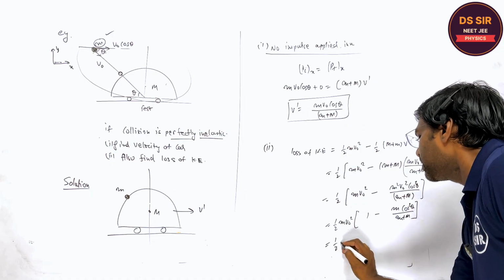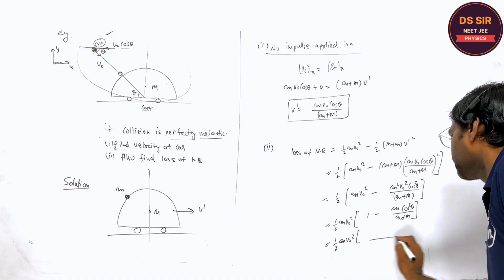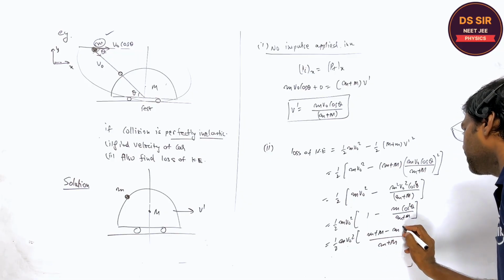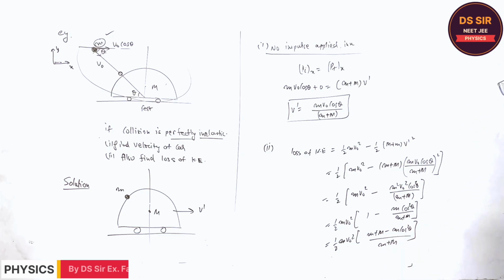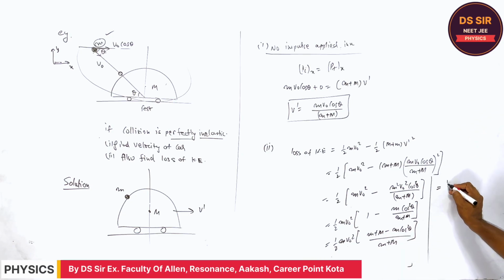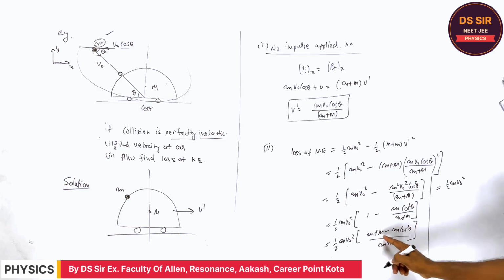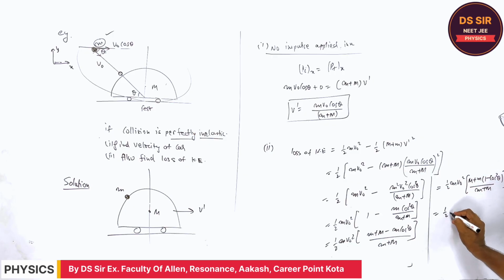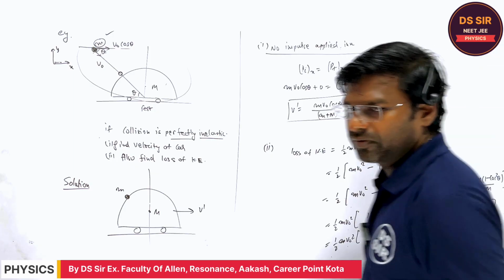So if you simplify, you can get a further expression: m plus capital M minus m cos square theta. You may simplify this: half m v naught square, take common, 1 minus cos square theta upon m plus capital M. It may be written as m v naught square, (M plus small m sine square theta) upon m plus small M. So this is the loss of the kinetic energy.